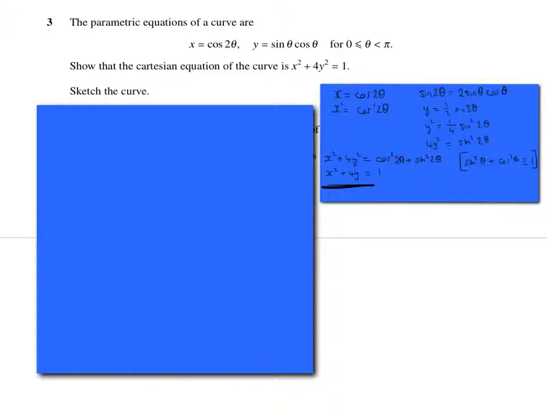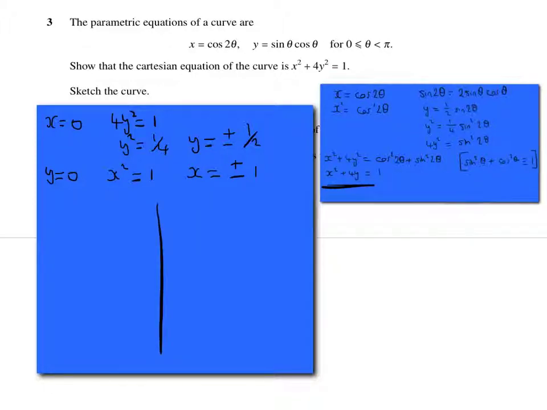An easy way to try and sketch curves is to think, where does it cross the axes? Well, when x equals 0, we know that 4y squared equals 1, meaning that y squared is a quarter, meaning that y is equal to plus or minus a half. If y equals 0, that means x squared equals 1, which gives x equal plus or minus 1.